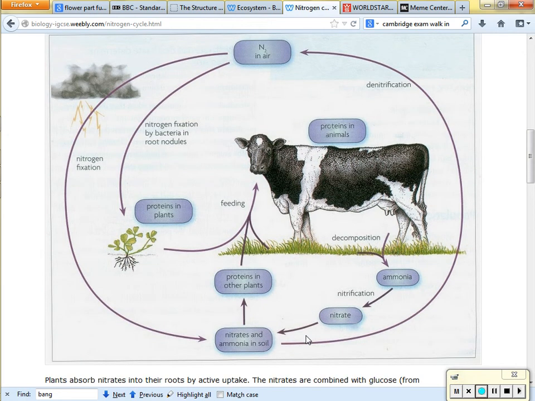So let's start with nitrogen in the air. Now, nitrogen is very unreactive. It does not like to turn into anything else. It likes to stay just as it is. So it requires lots of energy or very special processes to turn it into something else. So we call this nitrogen fixation. It fixes it and makes it usable.